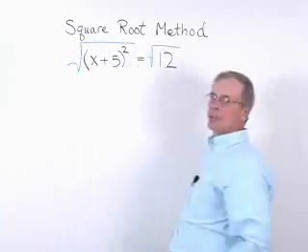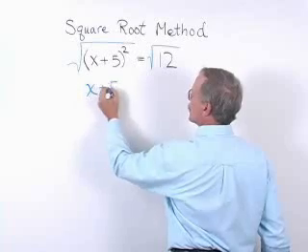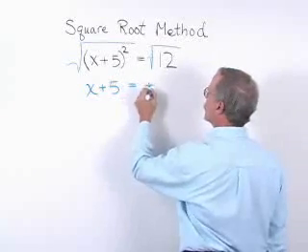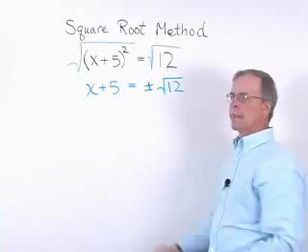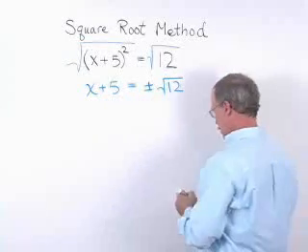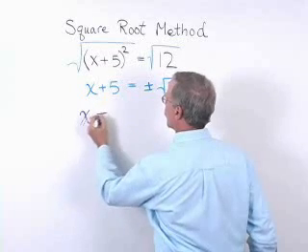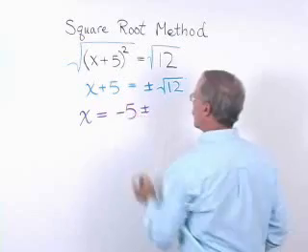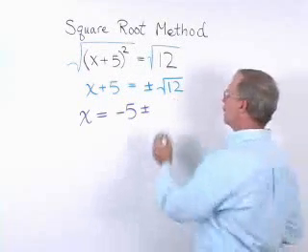Take the square root of both sides, and we end up with x plus 5 equals, don't forget the plus or minus, the square root of 12. Now we can solve for x by subtracting 5 from both sides, and we'll have the solution. x equals negative 5 plus or minus. We should probably stop and simplify this radical 12.